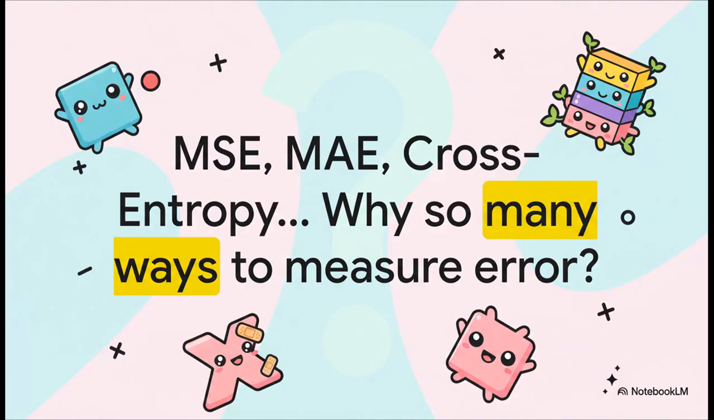So in our last explainer, we learned that a cost function is basically a scorecard for our model. The lower the score, the better it's doing. But that brings up a really good question. If we're just trying to measure how wrong the model is, why are there so many different scorecards?